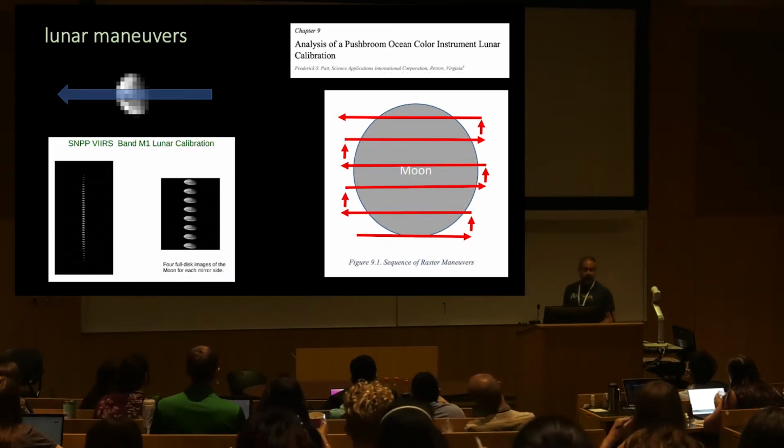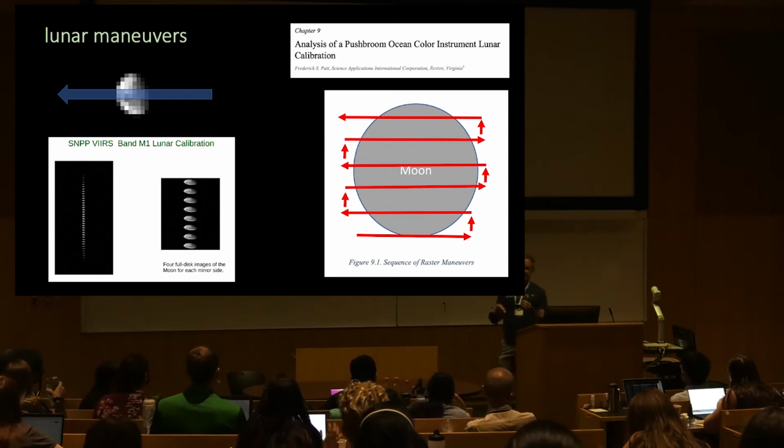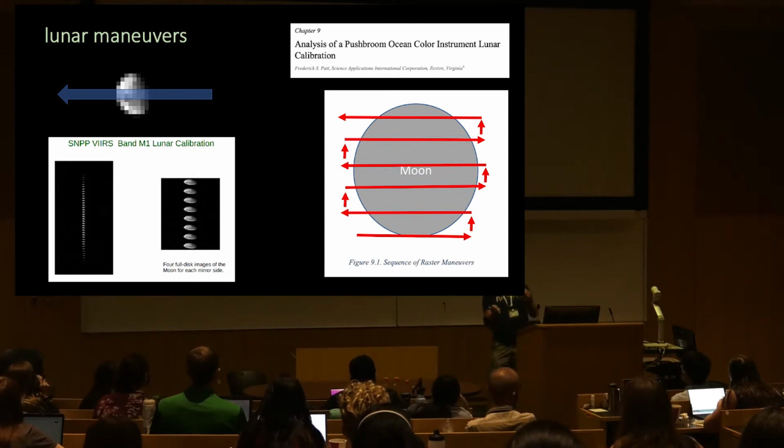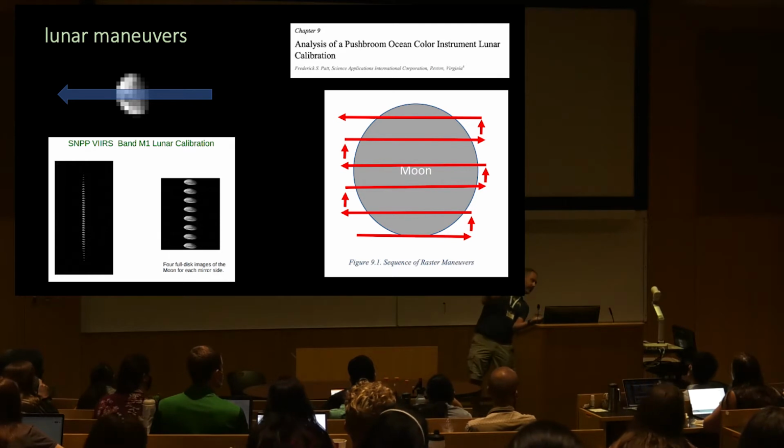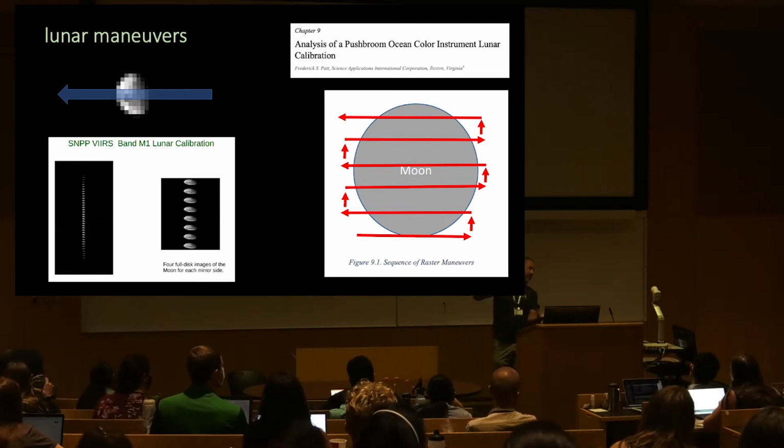So the lunar maneuver for PACE, I think, is really just, I'm not positive, so don't quote me on it, but I think it just might be a roll. Brian, do you know? Is it just a roll to look at the moon and have the scanner sweep on it?